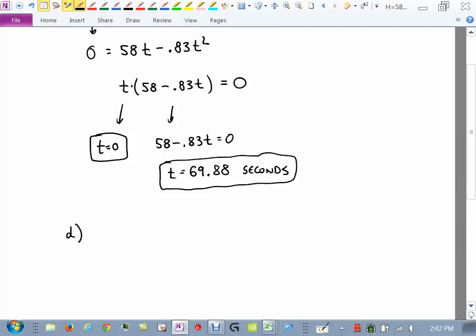So what we need to do to find the velocity when it hits the ground is take our velocity, v of a, which we said was 58 minus 1.66a, and replace a with 69.88. When we do that, we get 58 minus 1.66 times 69.88. You should get about negative 58 meters per second.